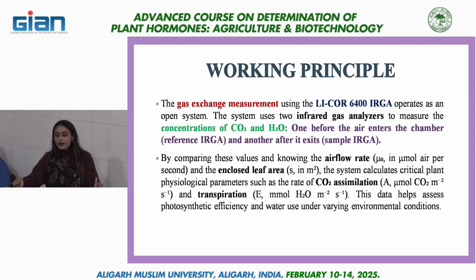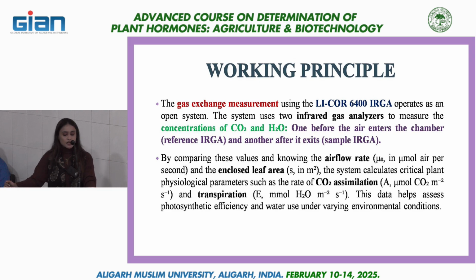The system uses two infrared gas analyzers to measure the concentration of carbon dioxide and water, one before the air enters the chamber, which is the reference IRGA, and another at the exit, which is the sample IRGA. By comparing these values and knowing the air flow and enclosed leaf area, the system calculates critical plant physiological parameters such as carbon dioxide assimilation and transpiration. This data helps to assess photosynthetic efficiency and water use under several environmental conditions.